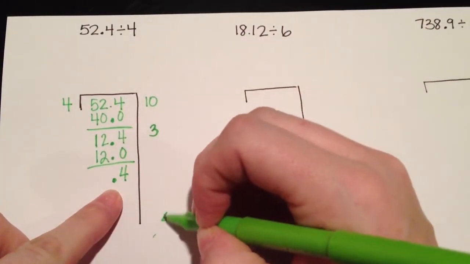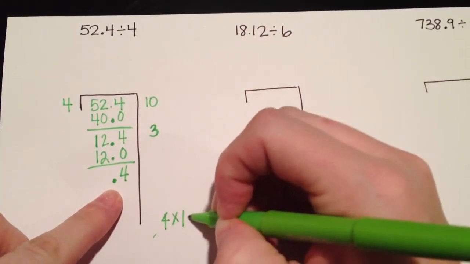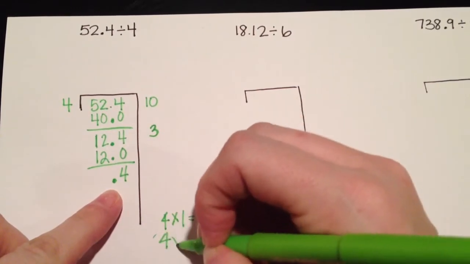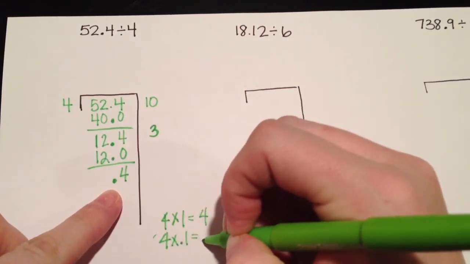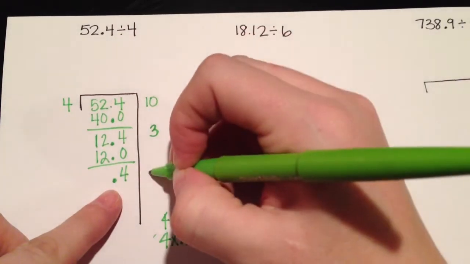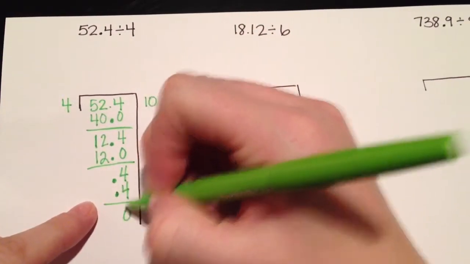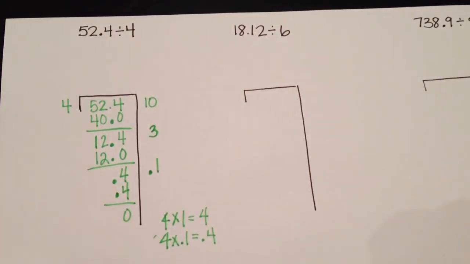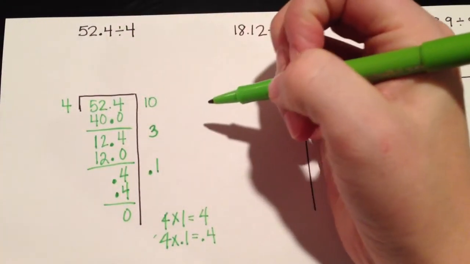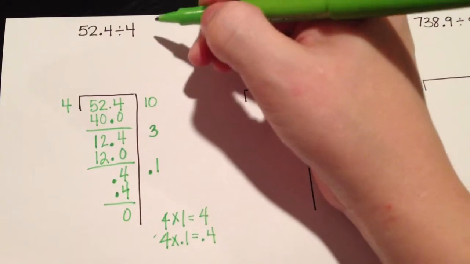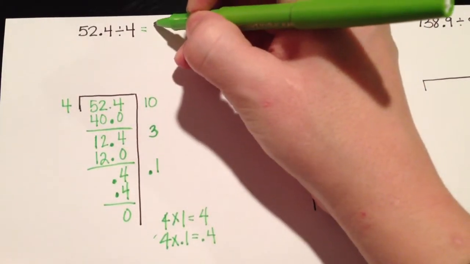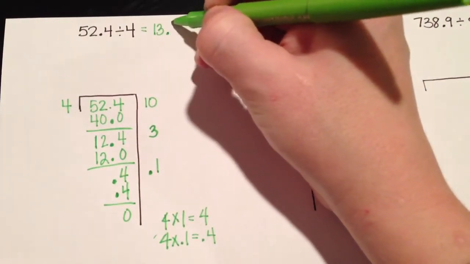I know that 4 times 1 is 4. That means 4 times 1/10 is 4/10. Line up with 0. So for 52 and 4/10 divided by 4, the answer is 13 and 1/10.